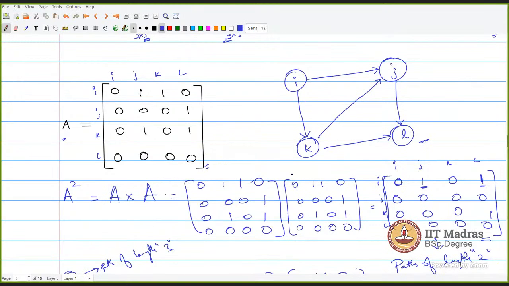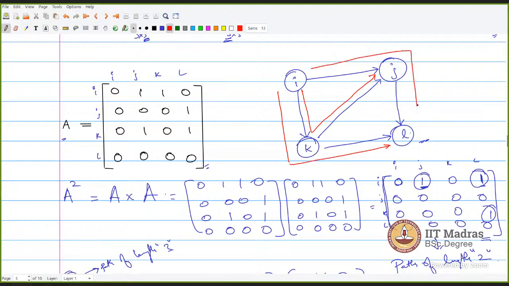We found A square, right? A square gives me only three paths which have length 2. So what are the paths? I to J, there is a path of length 2. I to L, there is a path of length 2. So this is one path and this is another path. That is why we got 2 here. The 2 tells me that there are 2 paths of length 2.